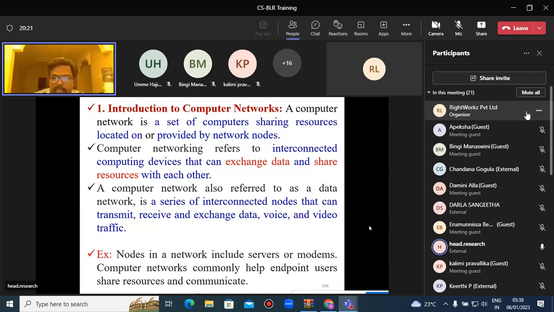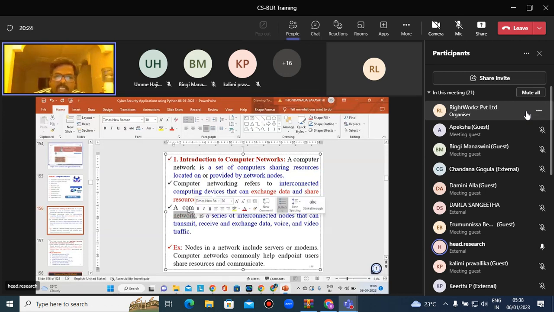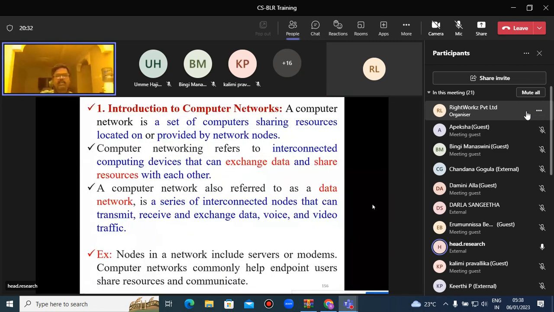Sometimes we can call it a data network because it shares information and is a series of interconnected nodes that can transmit data, receive data, and exchange data, voice data, audio data, video, traffic data, anything. We are sharing information between the computers. For example, nodes in a network include servers, modems or computers. Computer networks commonly help endpoint users share resources and communicate. That is the main use of computer networks. Share the resources and communicate between the systems.